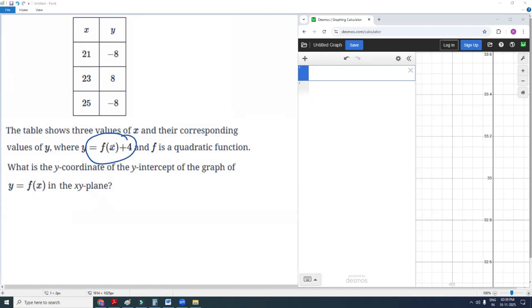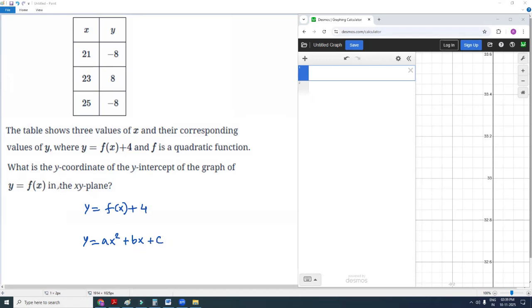Now let me consider this equation, that is y equals f of x plus 4. Since f over here is a quadratic function, this complete expression will represent a quadratic function. So we can write this quadratic function in standard form, that is y equals ax squared plus bx plus c.